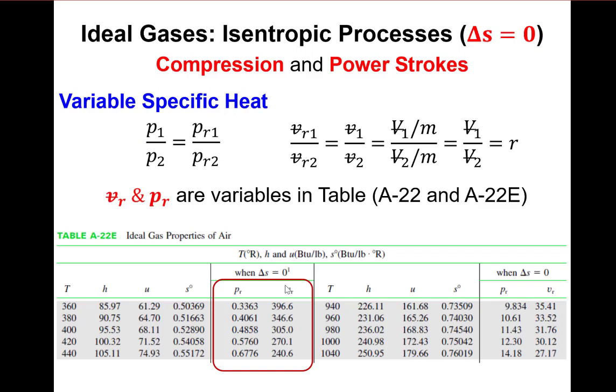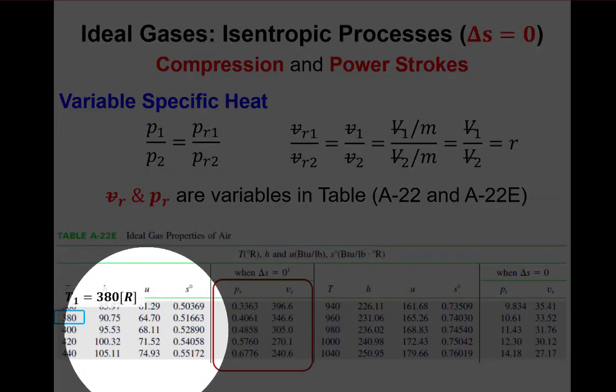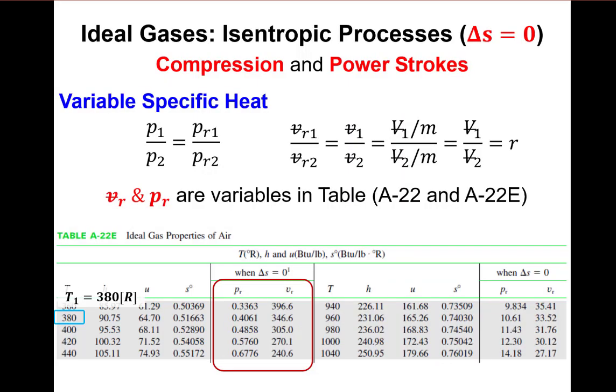So let's say I'm dealing with an internal combustion engine, and I'm doing a variable specific heat analysis. My first state is 380 degrees Rankine. So I would go to table A22, or in this case A22E, because it's in imperial units. Now I actually want the values of u. So I'll take 380, go over here, and read off the value of u. But because it's an internal combustion engine, I'm also going to read off the value of VR.